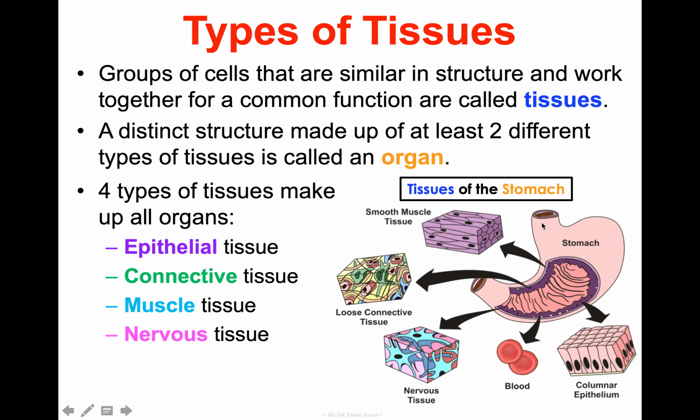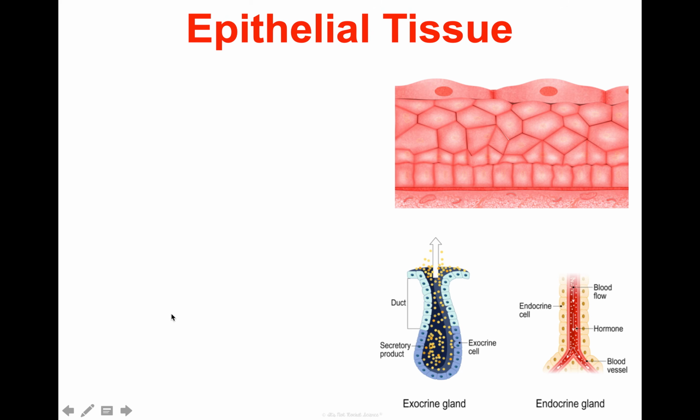Here's an example of your organ, the stomach. It has smooth muscle tissue, loose connective nervous tissue. It has blood, which is a type of connective tissue. And it has columnar epithelium, which is one of the epithelial tissues. So it has all 4 in there. So we're going to talk about each one of these.